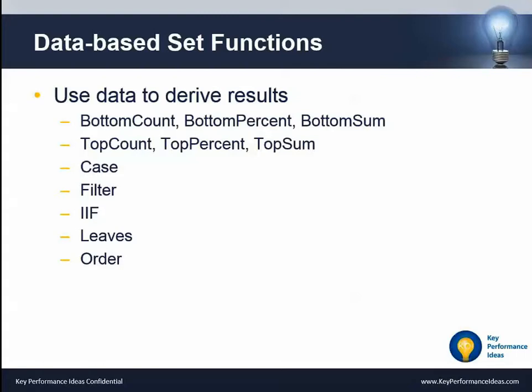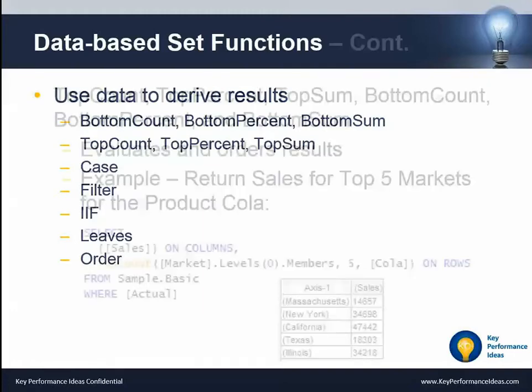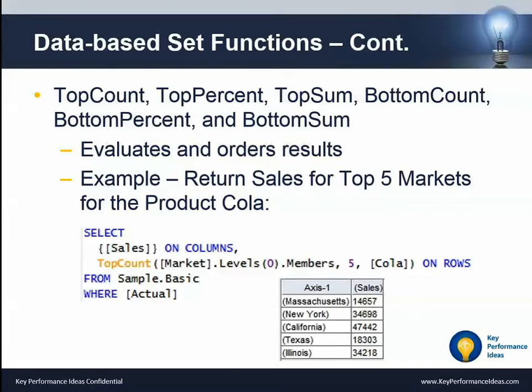And then we can also order our results using the order function. So again, this is all where it's evaluating data to perform these functions. Here's an example of this one in particular, our top count, but it's very similar when we look at all of our top functions as well as all of our bottom functions. So basically it evaluates and it orders our results.